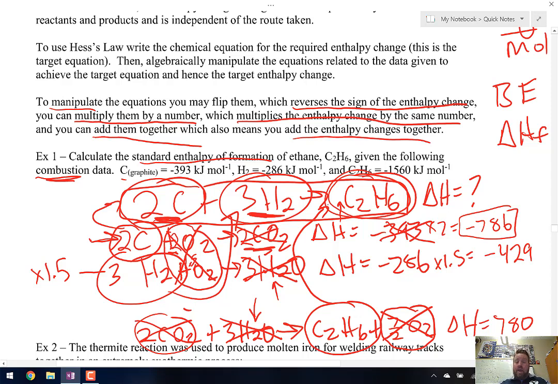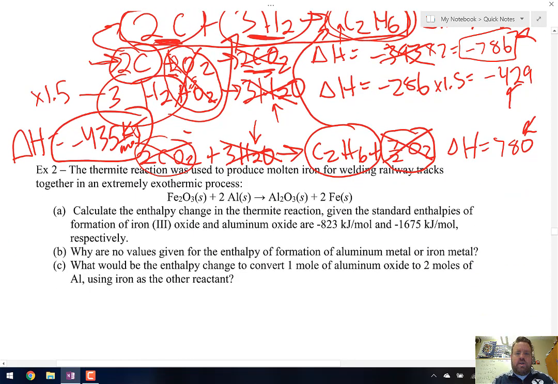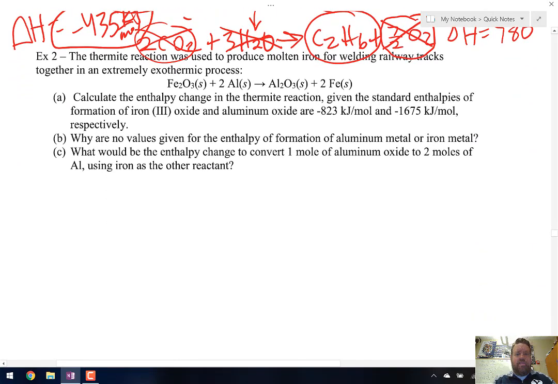So now that we know that our equations are correct, we hope that we did our math correct. So now I can take my negative 786 minus 429 plus 780, and once I add this and this and this all together, my final enthalpy change for that reaction is negative 435 kilojoules per mole. Check my math, make sure I did that correctly. I might not have. Okay, let's go to example number 2.